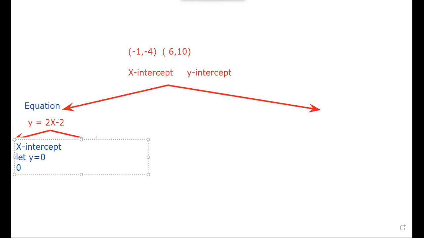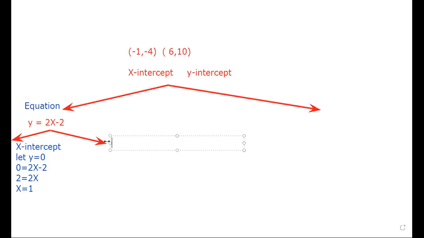Substitute, then 0 equals 2x minus 2, right? We will transfer 2 to the opposite side, so 2 equals 2x. Divide by 2 for both sides, then x equals how many? 1. So the x-intercept will be x equals 1.